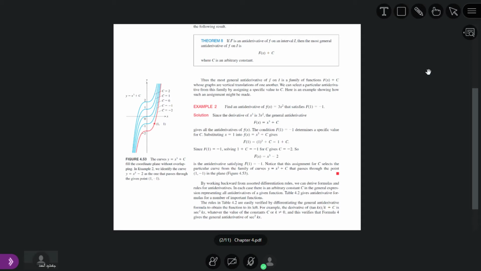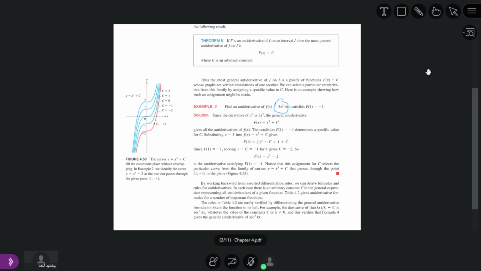So what is this function the derivative of? 3x squared is the derivative of which function? 3x squared is the derivative of x power 3, because if we take the derivative of x power 3, we will get this function. It means the antiderivative capital F of x is x power 3 plus some constant.